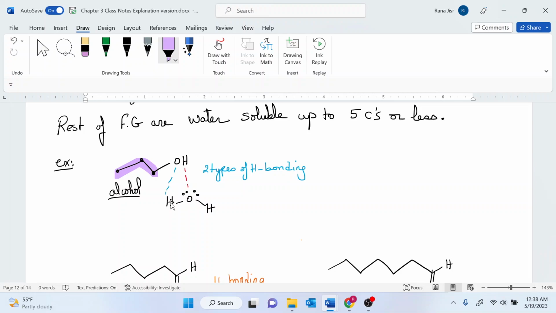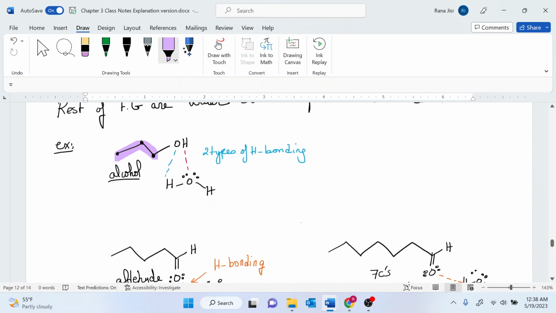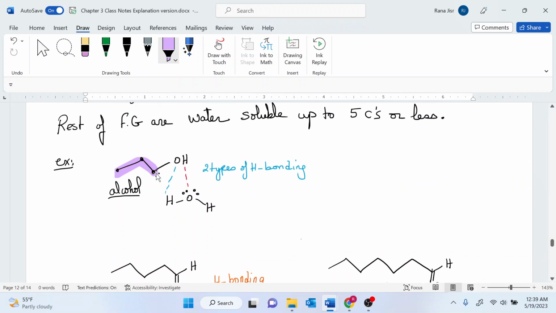Now, if I increase the number of carbons in the alcohol, let's say if I do seven carbons in the alcohol, even though I have hydrogen bonding, I will not have my alcohol dissolved in water because of the chain of the carbons, because hydrocarbons are water insoluble.